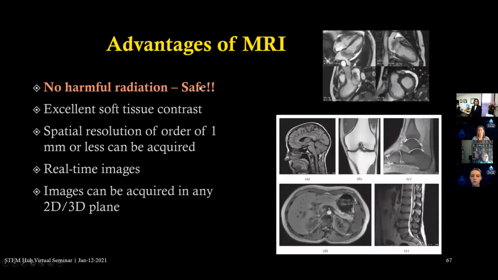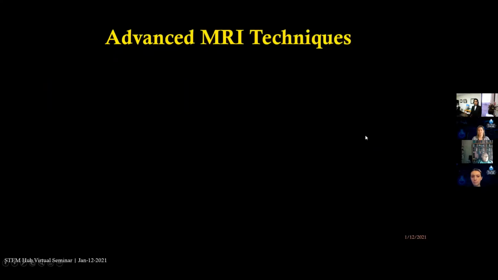So some advantages, as I said, it's as safe as ultrasound. And it produces excellent soft tissue contrast. Here you see the brain, the gray matter, white matter, the cerebellum, the cerebrum, and the brainstem. So it produces a very high soft tissue contrast. And it also produces real-time images of the beating heart, and the images can be acquired in any plane.